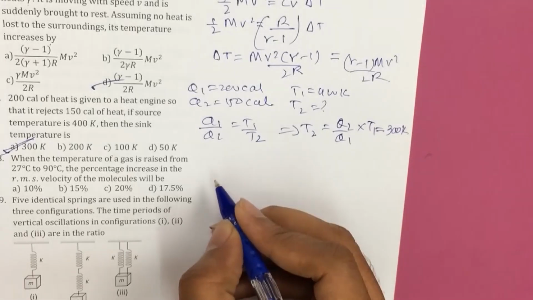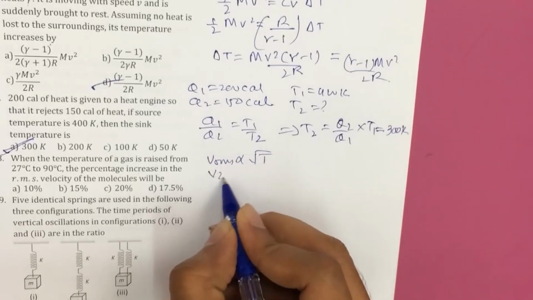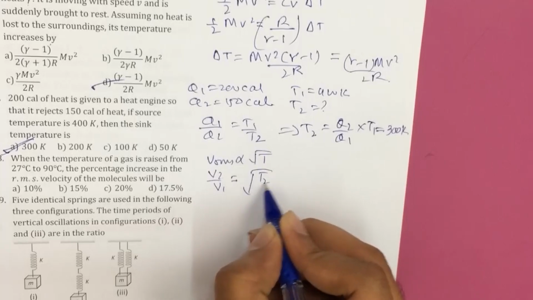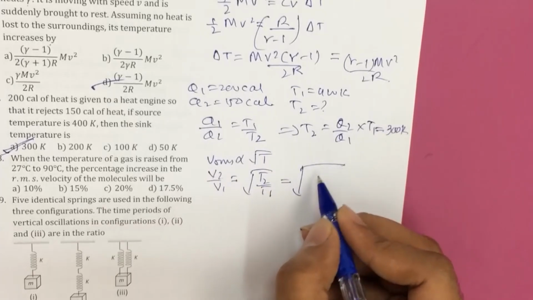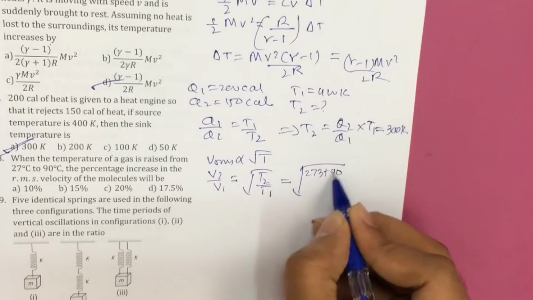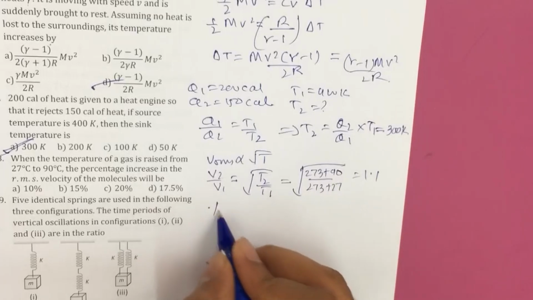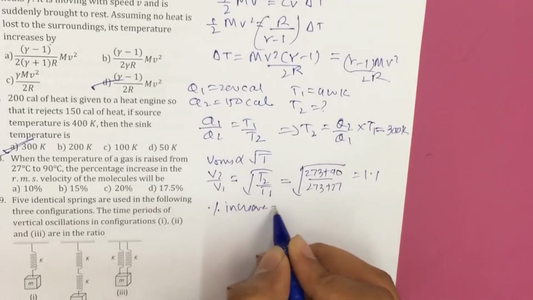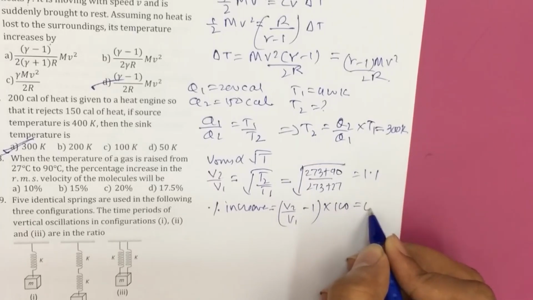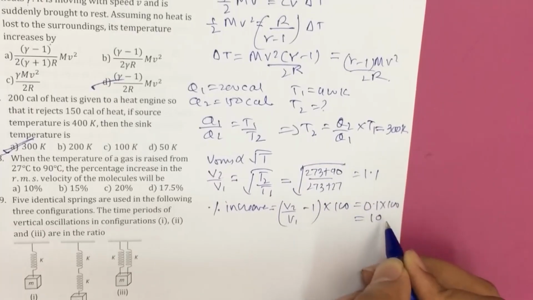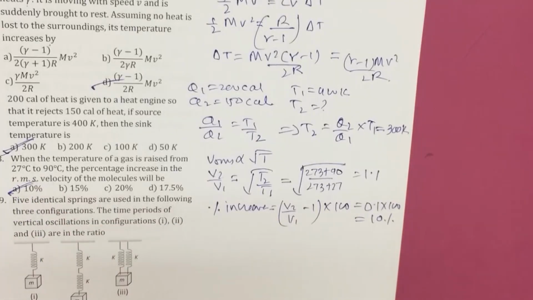Now Vrms is directly proportional to root of T. So V2 by V1 will be equal to root of T2 by T1. Temperature increases from 27 to 90. So basically this would be root of (273 plus 90) divided by (273 plus 27), which will be 1.1. So from here we can say that percentage increase would basically be (V2 by V1 minus 1) into 100, which is 0.1 into 100. So that is basically 10%. So your correct answer is option A, 10%.